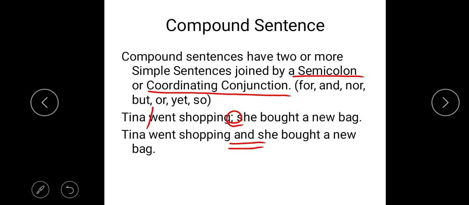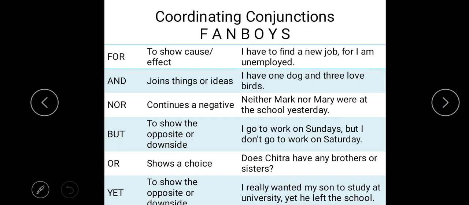And what are the coordinating conjunctions? We have the list here: for, and, nor, but, or, yet, so. Simply, you can remember this with an acronym: FANBOYS. As you can see, FANBOYS stands for, and, nor, but, or, yet, so. So this is what the coordinating conjunctions stand for.